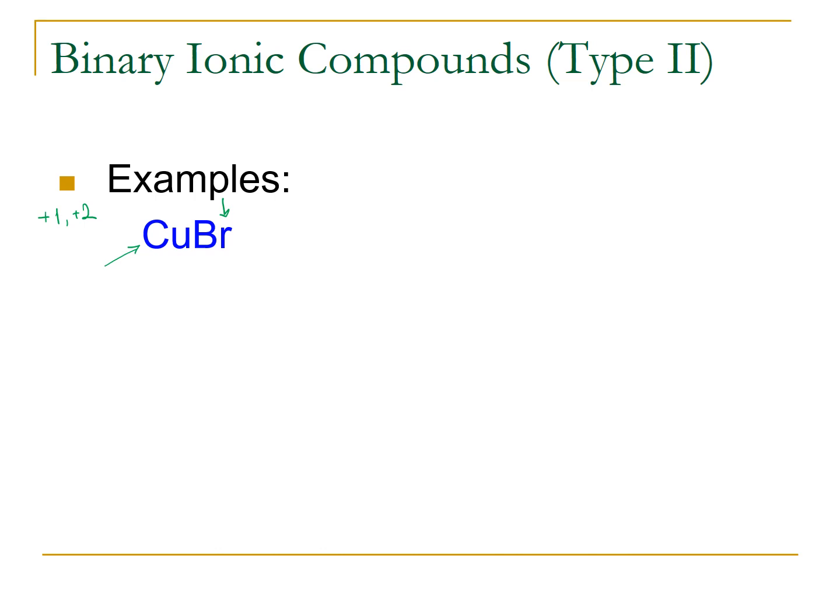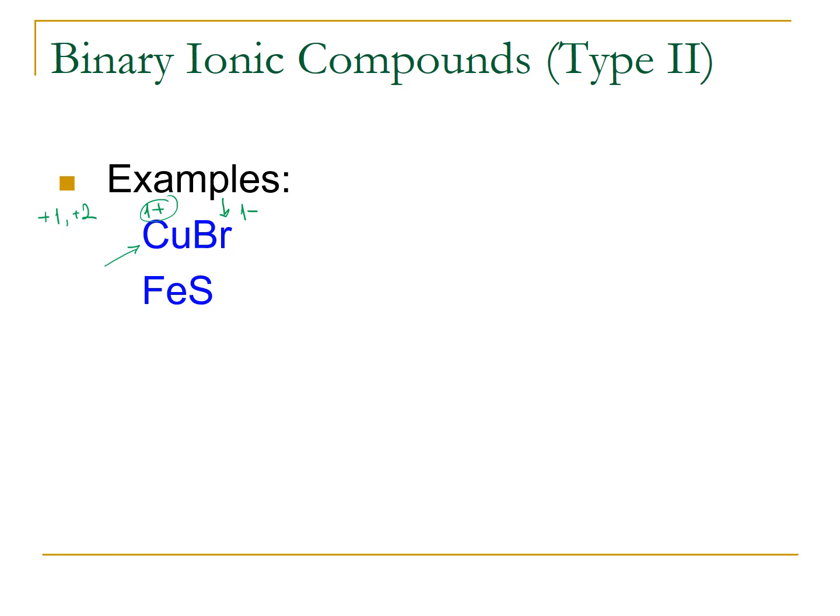So if this is -1, then my molecule has to be charge free, so this obviously has to be +1 so that together they make 0. And so if the charge of the copper is 1, then it's going to be copperous bromide, or we can also say copper in parentheses Roman 1, and then bromide. Same for the iron, it can be +2 or +3.